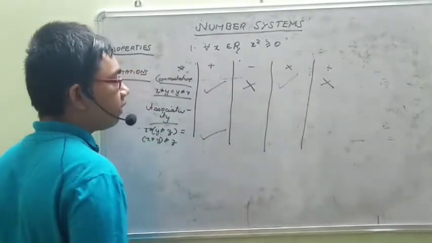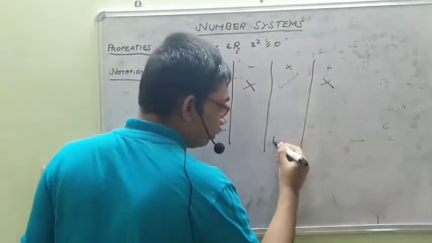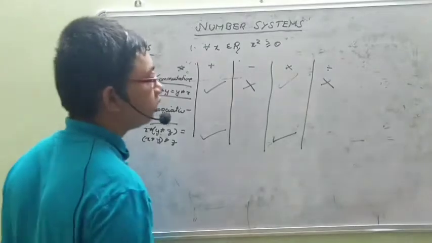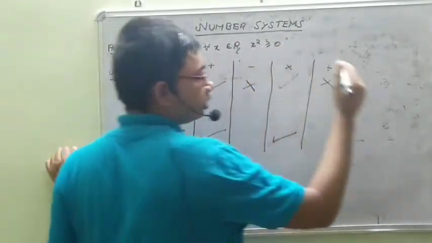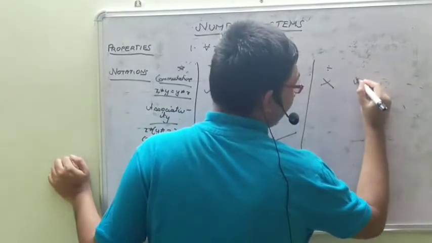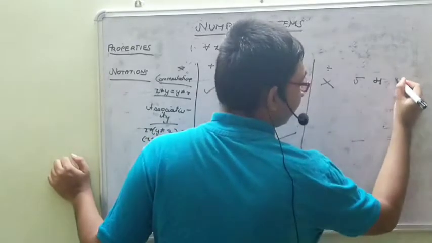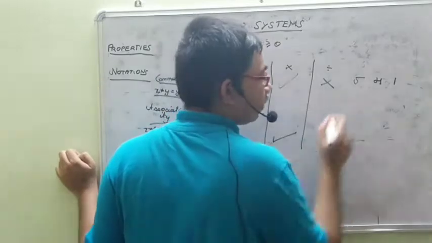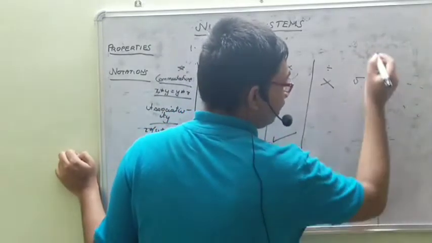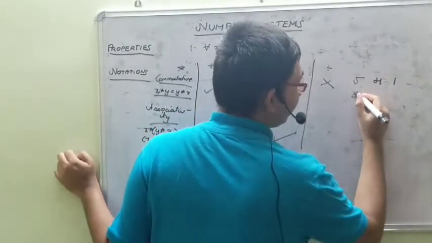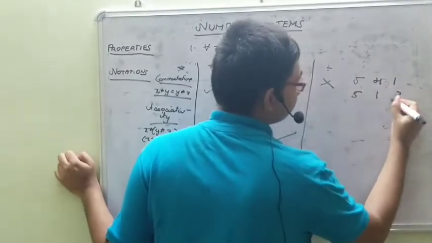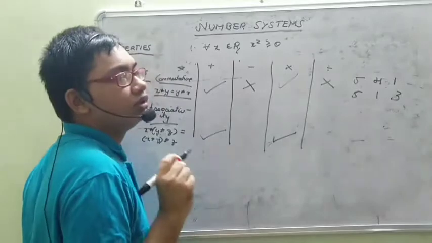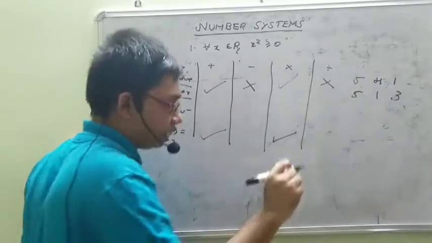For addition, it will be true. The order of addition never matters. Similarly, for multiplication also it will be true. The order of multiplication never matters. Now we will consider subtraction. Let us consider three elements, 5, 4 and 1. And let us consider 5, 1 and 3. Let us see if this exhibits associativity.